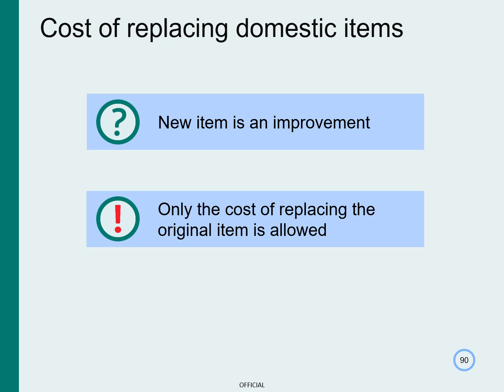If the new item is an improvement, you can only claim the cost of buying an item which is the same as the original. For example, if you replace a chair with a sofa, this is an improvement and only the cost of a new chair is allowed. Where the replacement is a reasonable modern equivalent, this doesn't count as an improvement. The full cost of the replacement item is allowable. An example would be a replacement fridge with an improved energy efficiency rating compared to the old fridge.